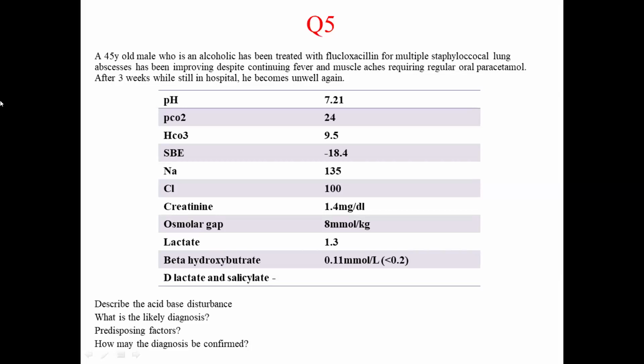A 45-year-old male, alcoholic, treated with flucloxacillin for multiple staphylococcal lung infections. He has been improving despite continuing fever and muscle aches, requiring regular oral paracetamol. After 3 weeks, while still in hospital, he becomes unwell again, and at that time they have done one ABG, which is as follows. Describe the acid-base disturbance. What is the likely diagnosis? What are the predisposing factors here? And how do you confirm this condition? First we will do two things: acid-base disturbance and the likely diagnosis.